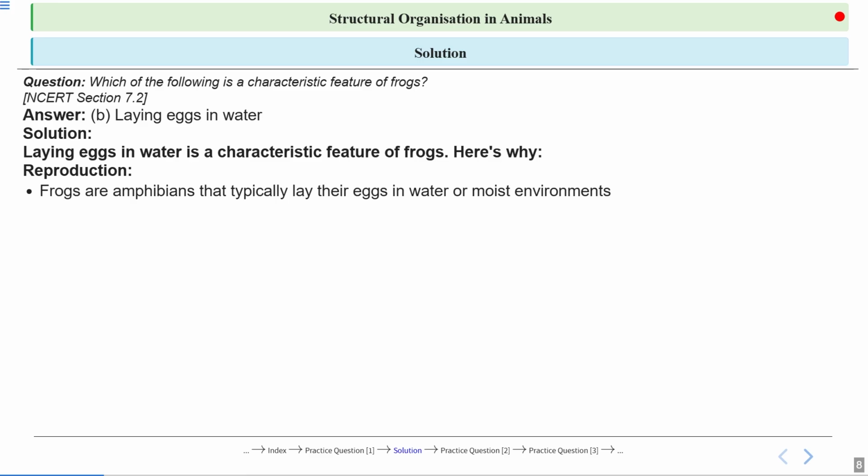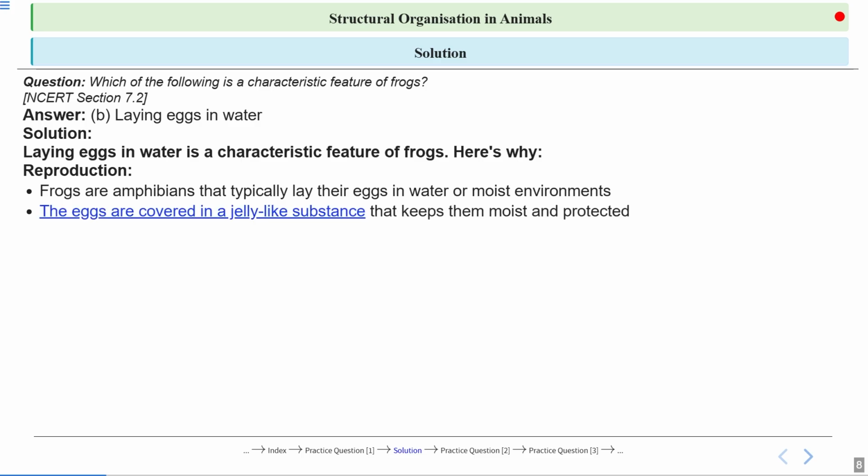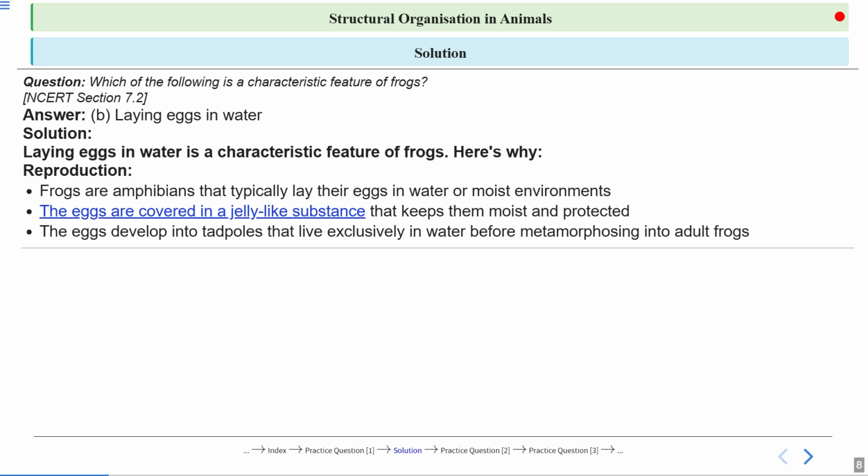Because the reproduction process happens in water. Frogs are amphibians that typically lay their eggs in water or moist environments. The eggs are covered in a jelly-like substance that keeps them moist and protected. This jelly-like substance makes a cover over the egg, and it keeps the egg moist and protected from different organisms. The eggs develop into tadpoles that live exclusively in water before metamorphosing into an adult frog.